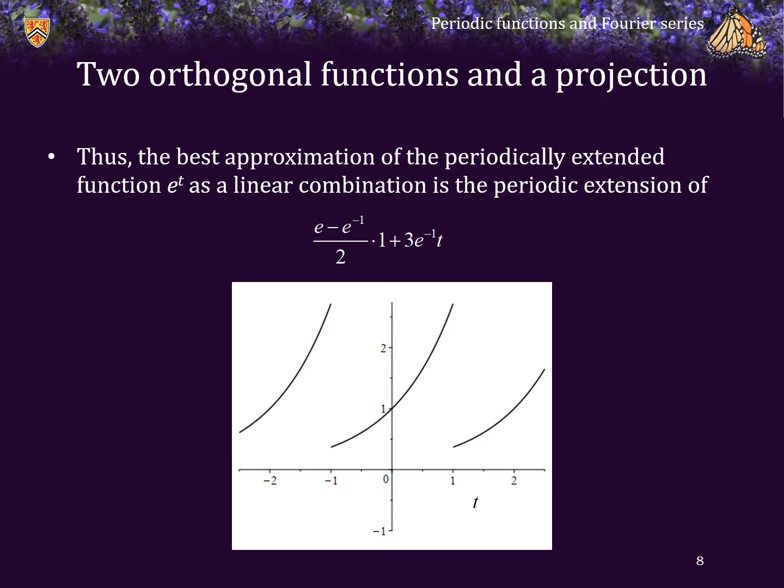Consequently, the best approximation of the periodically extended function of e to the t as a linear combination of these two periodic functions is simply the coefficient a0 times the function 1 plus the coefficient a1 times the function t. We can plot this, and we can see that, yes, indeed, this does seem to be probably as good an approximation of the periodically extended exponential function by a straight line.